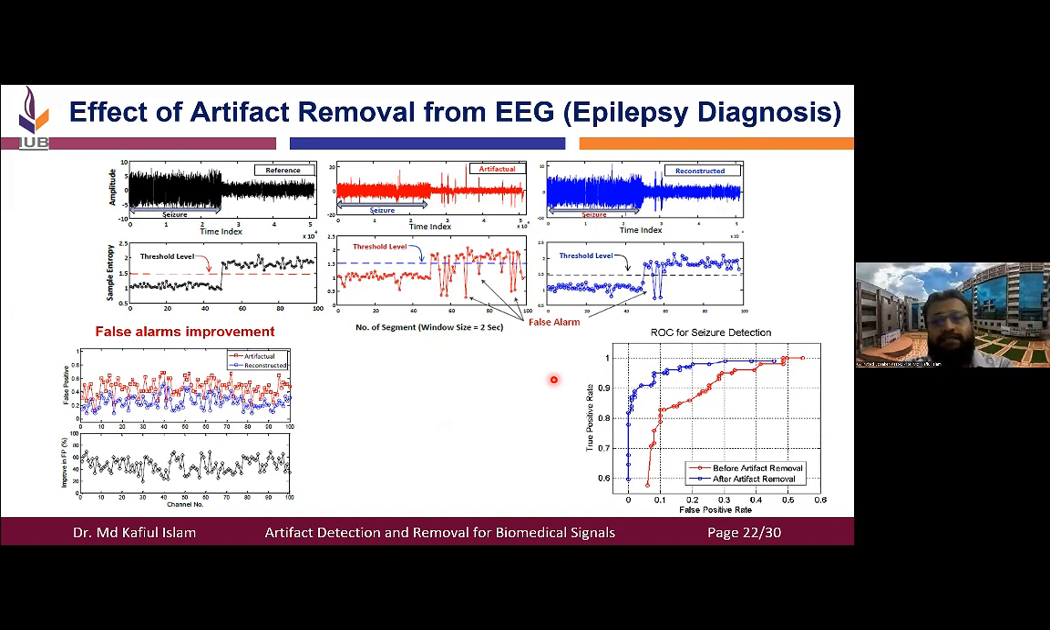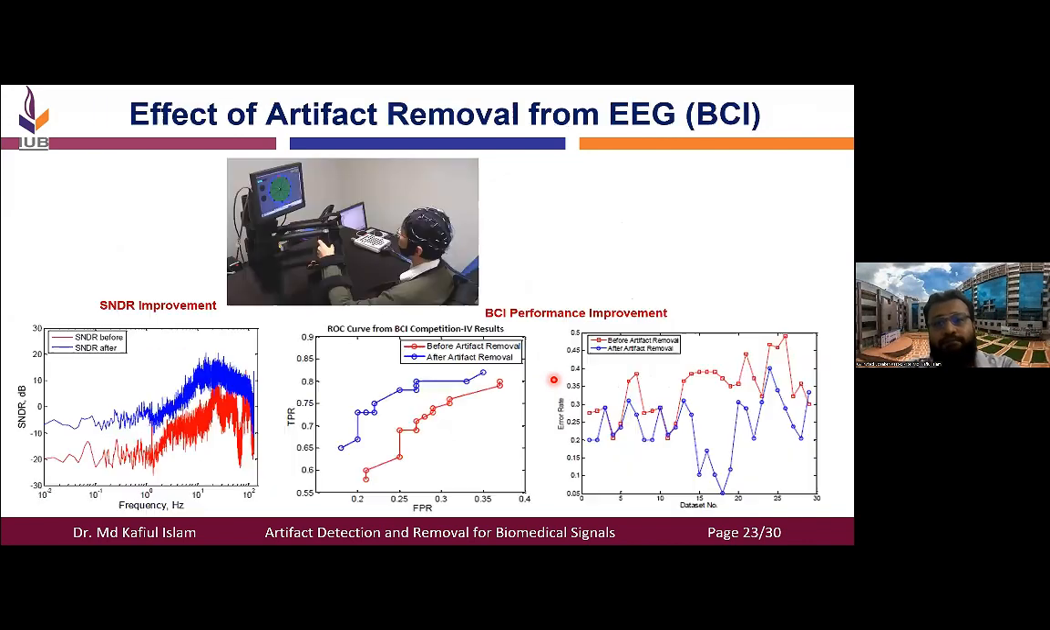So this is another example, which talks about the impact of artifact removal on brain-computer interface performance. BCI is often used for rehabilitation, for entertainment, and for different treatments as well. It says that after artifact removal, your signal to noise and distortion ratio, or SNDR, has improved. Your ROC has improved after artifact removal, which means that your error rate has been reduced after the artifacts are removed.